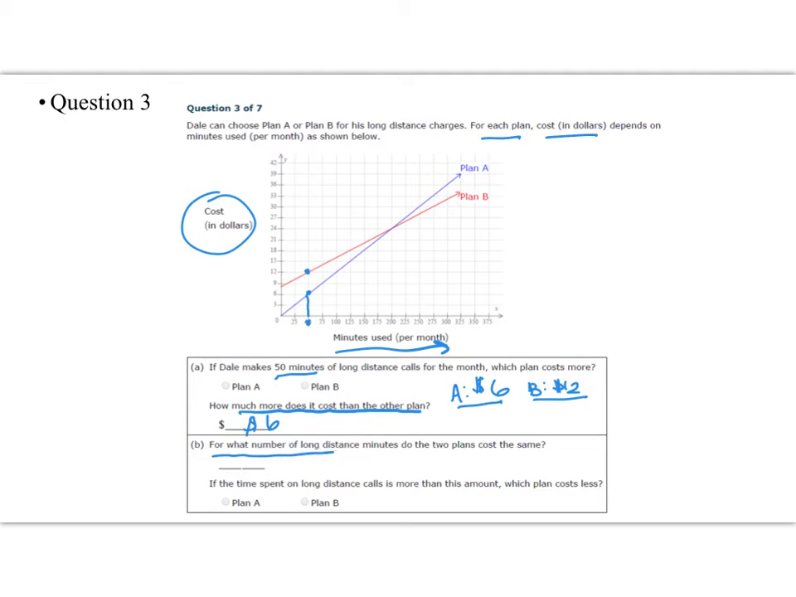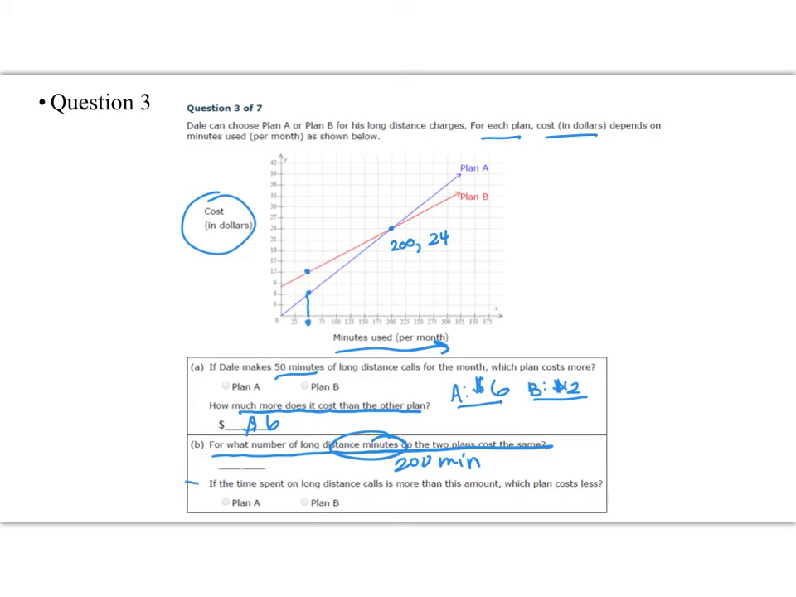For what number of long distance minutes do the two plans cost the same? That's their intersection point right here. So that's at 200, 24. So it's at 200 minutes. So they want to know minutes. So it's 200 minutes. It will cost them $24.